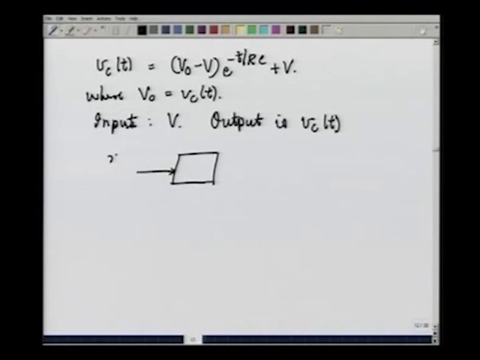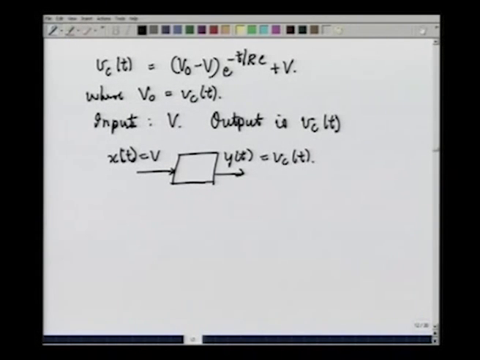What we called x(t) is now equal to V, and what we called y(t) is now equal to Vc(t).